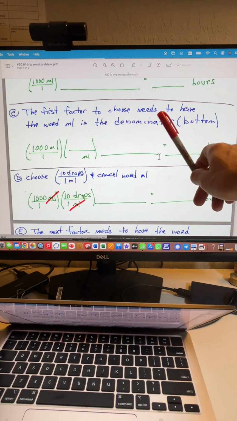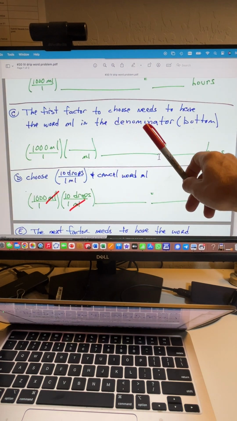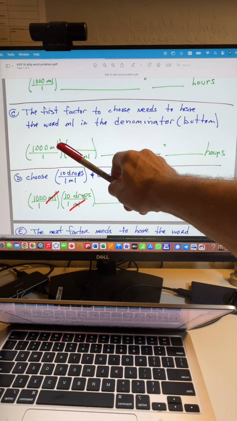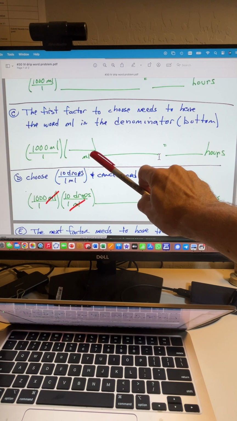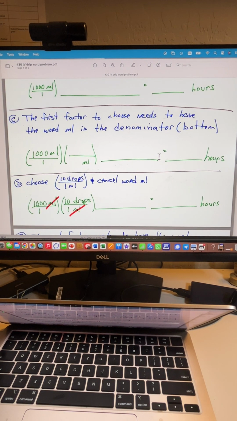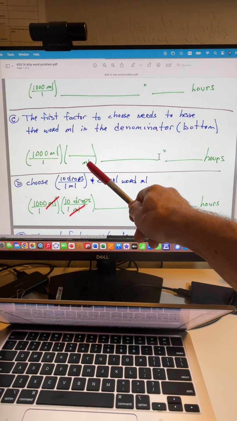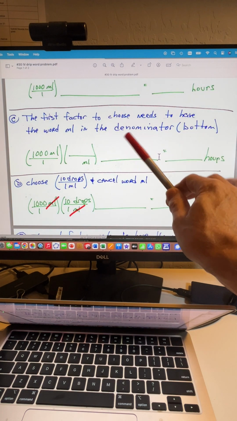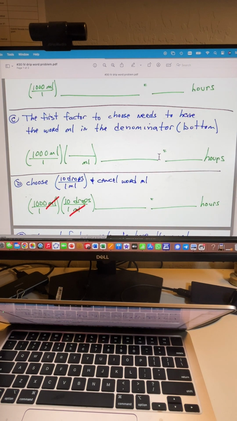And then the next step is the first factor to choose needs to have the word milliliter in the denominator. It truly is that straightforward. Whatever word is right there, put it right there on the bottom. That's what you do. You don't have to ask any questions about what's the problem about or how to do the problem. You just do that. And I say it real simply like that. You just do that because, while those questions about what the problems are about are great questions, this method is kind of so you don't have to ask those questions.